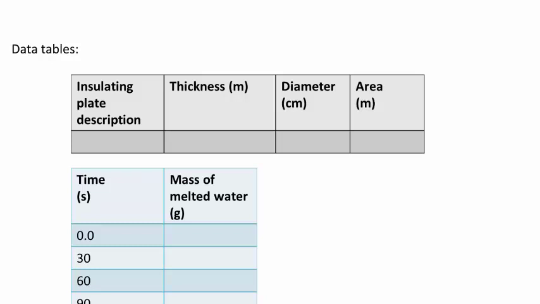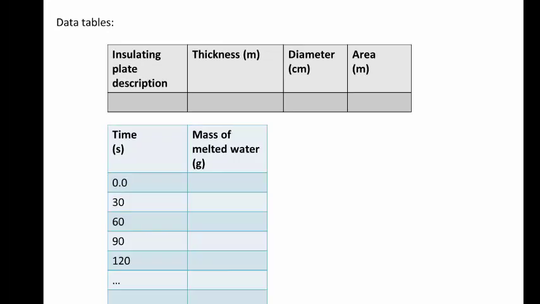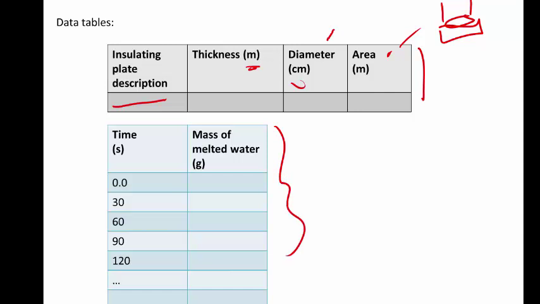You're going to need data tables in your lab book also, so you want to put those data tables in there. The insulating plate description, what kind of insulating plate I give to you, what its thickness is, units in meters, what the diameter of the ice is, and what the area of the ice is. So that's the area between the ice and your insulating plate. So you're just going to need one table to record that. Then you're going to need another table that goes on for 6 minutes to record the mass of the melted water.